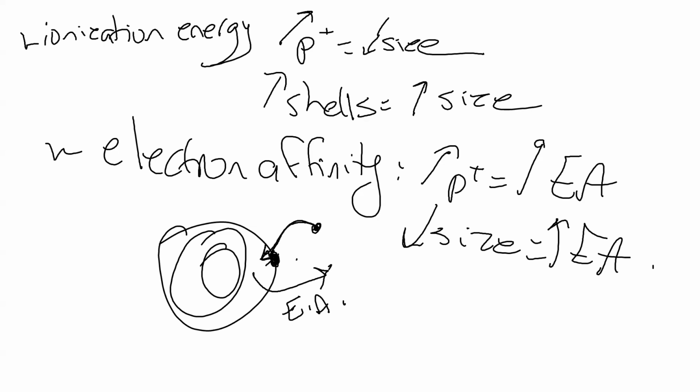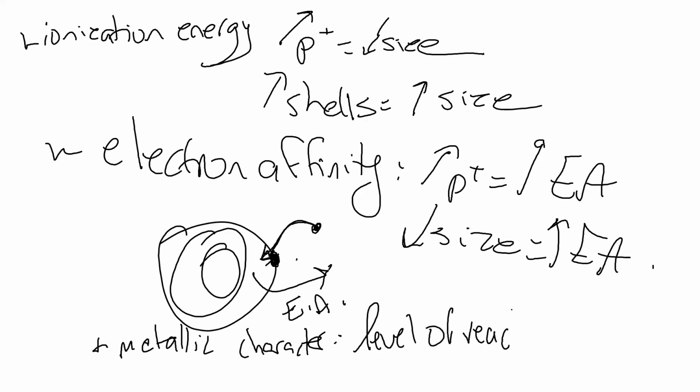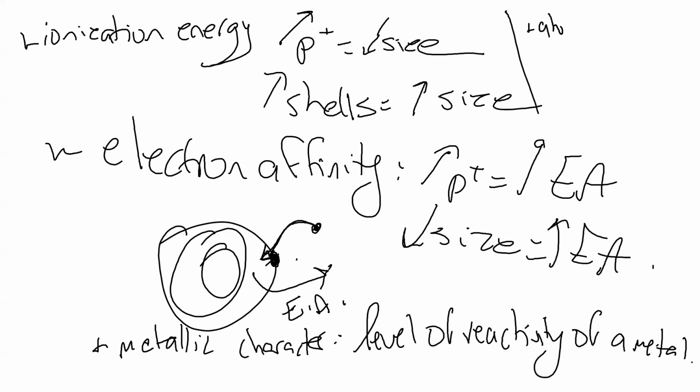Okay? And the metallic character is the level of reactivity of metals. So metallic character is how reactive this metal that I have here is. So it's the level of reactivity of a metal, and this character is only for metals. So okay, we spoke about ionization energy, electron affinity, metallic character, atomic radius, and electronegativity.